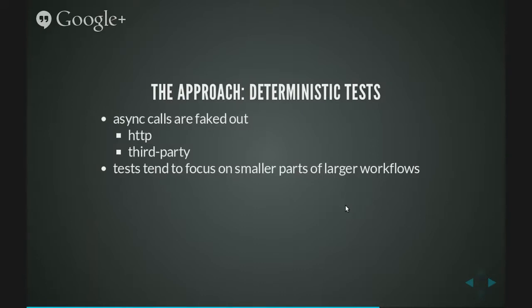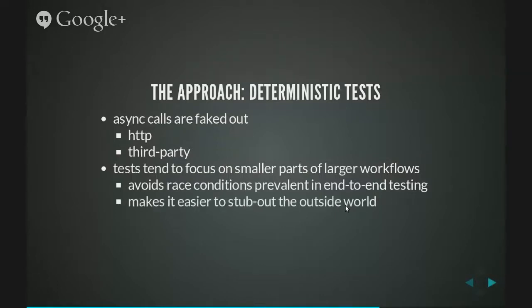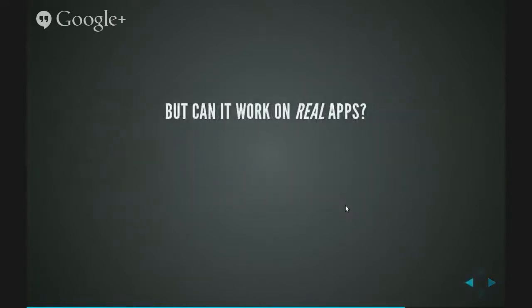Also, tests tend to focus on smaller parts of larger workflows. One of the things that makes tests non-deterministic and flaky is when you're testing a big, complicated workflow. But if you break the workflows down into small interactions with small components, they tend to be more deterministic. So you avoid those kinds of race conditions, and you make it a lot easier to stub out the outside world. If you're doing an end-to-end test, like we're talking about with the visual testing, you have to stub out or otherwise very deterministically set up a whole bunch of tests, unless you can somehow use a fuzziness metric to gauge success.